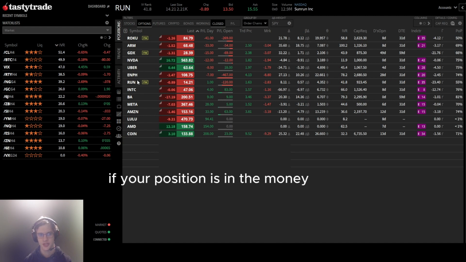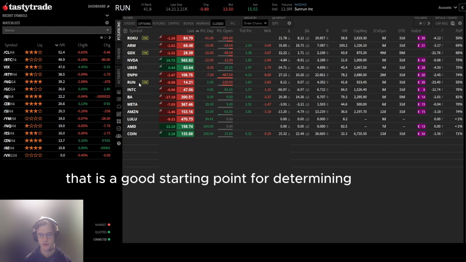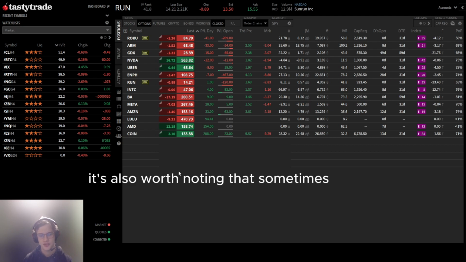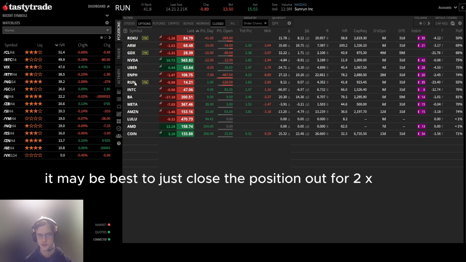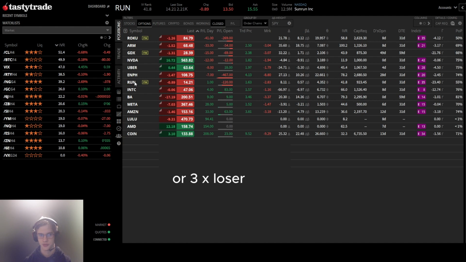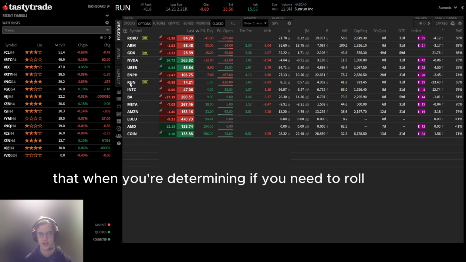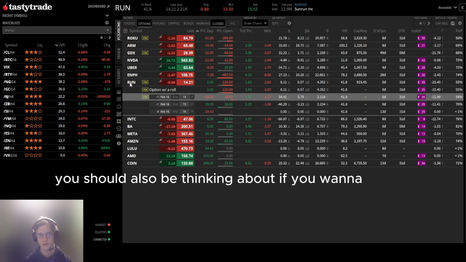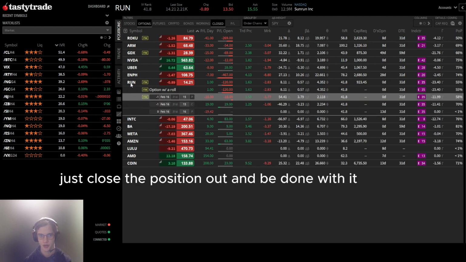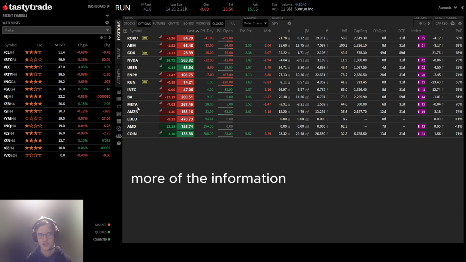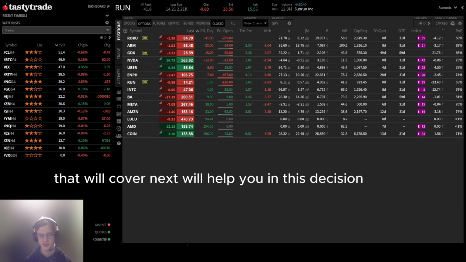If your position is in the money or your short strikes are tested, that is a good starting point for determining adjustments. It's also worth noting that sometimes if you're really in trouble and the position really is in the money, it may be best to just close the position out for a 2x or 3x loser, depending on some of the portfolio dynamics that I'll get to in a minute. But just understand that when you're determining if you need to roll, you should also be thinking about if you want to just close the position out and be done with it. More of the information that we'll cover next will help you in this decision.